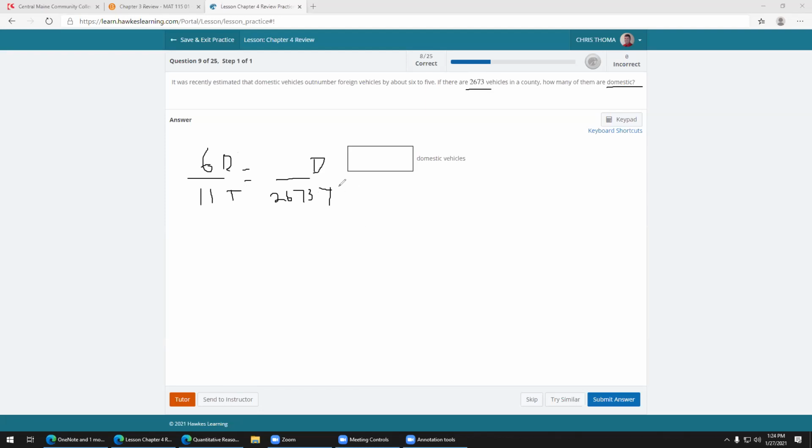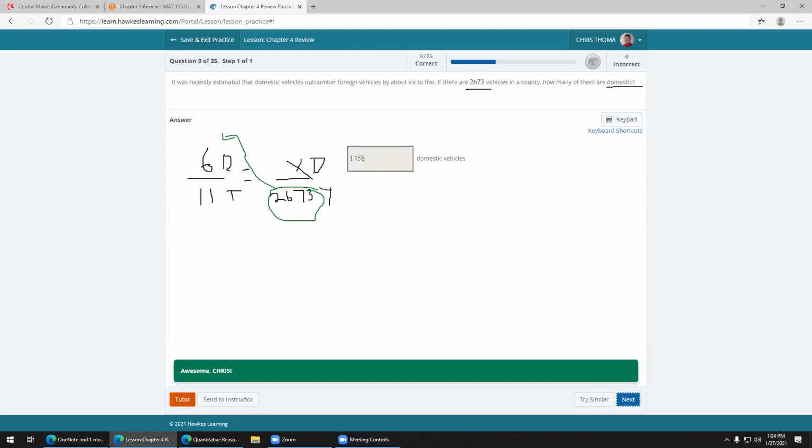And now you can do your cross multiplication. When you get comfortable with these, you don't have to go through all the steps that I did earlier. They're not wrong to. But since X is already in the numerator, if I take this and multiply it by the 6 and then divide by the 11, I will get the answer I need. So 6 times 2673, then divided by 11, gives me 1458. So you've got to manipulate the word problems to set them up into equations that work for you.